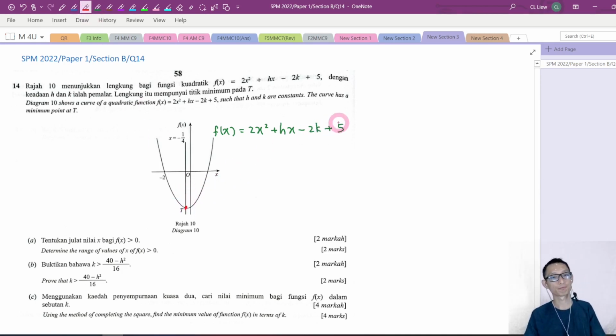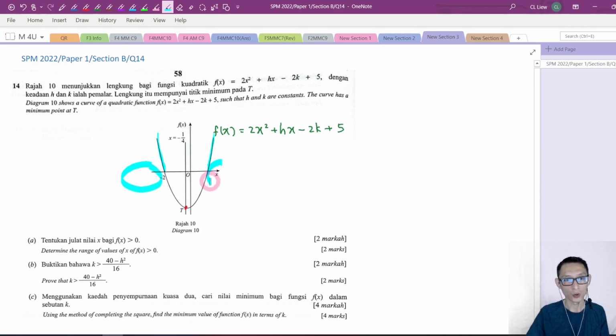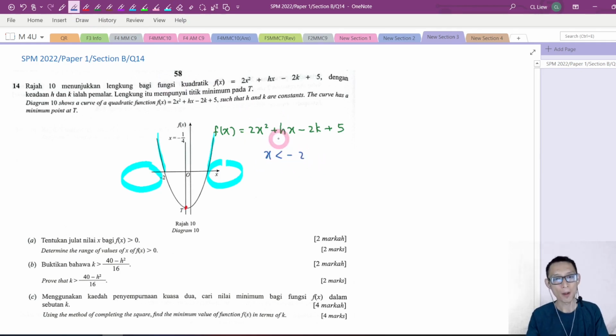Determine the range of values of x for f of x greater than 0. This is f of x. If we want f of x to be greater than 0, which means this part and this part, so the range of x is here or here. So we already got half of our answer. Not f of x, sorry, x is less than -2. This is one part of our answer.